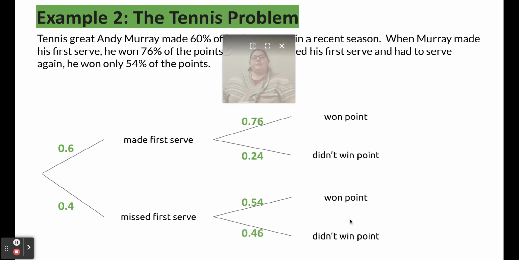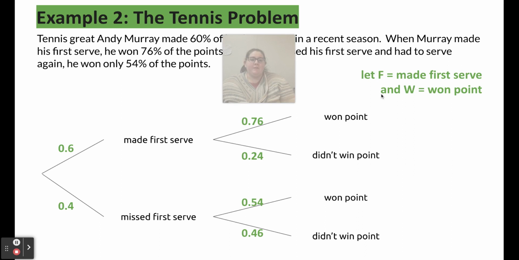So now we have this beautifully set up tree diagram that is organizing that information in a way that's going to be helpful to us, because now we can look at it and see all the numbers. It also helps us calculate our "and" probabilities, which is going to be really helpful on most of the questions that you're asked with problems like this. So for the sake of quickness, I'm going to let the letter capital F mean that he made the first serve, and I'll use capital W meaning he won the point.